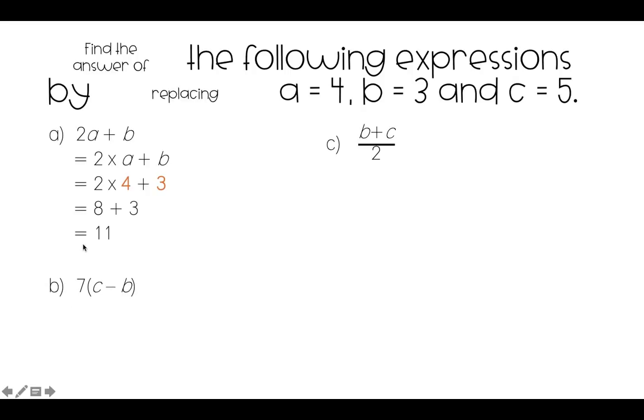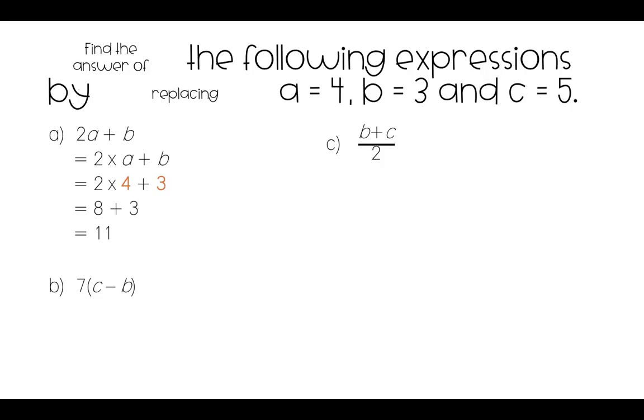Okay, I want you to pause it. Substitute in C and B, find the answer of that, then multiply it by 7. That's how you're going to do it, okay? So pause it, have a go, and then come back.